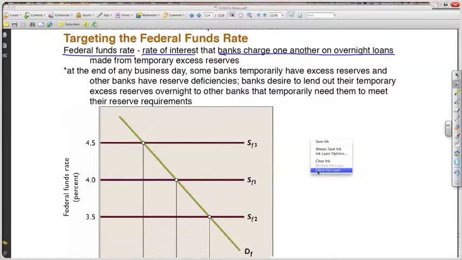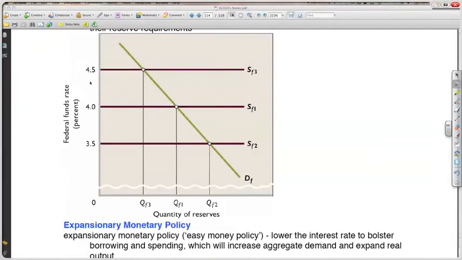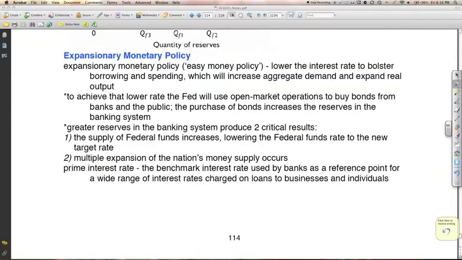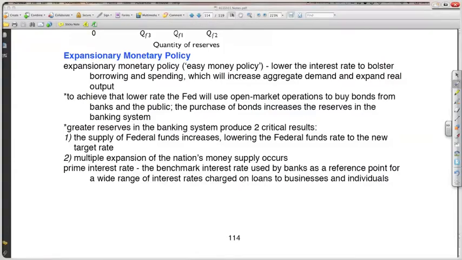So here in this model, as we decrease the federal funds rate, it's increasing the quantity of reserves. As you increase the quantity of reserves, you're increasing the ability for those banks to lend. If you increase their ability to lend, you're increasing the money supply. When we want to increase the money supply, it's called expansionary monetary policy. Expansionary monetary policy looks at lowering the interest rate, which bolsters borrowing and spending. That increases consumption, which increases aggregate demand, and that will increase real output.